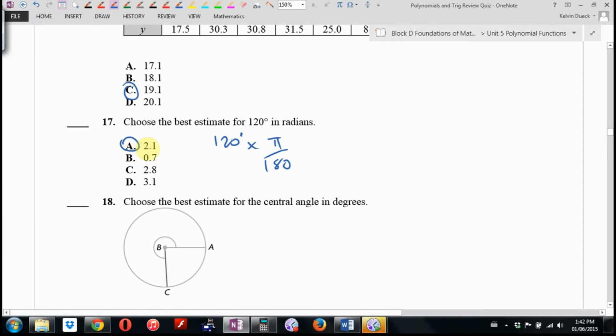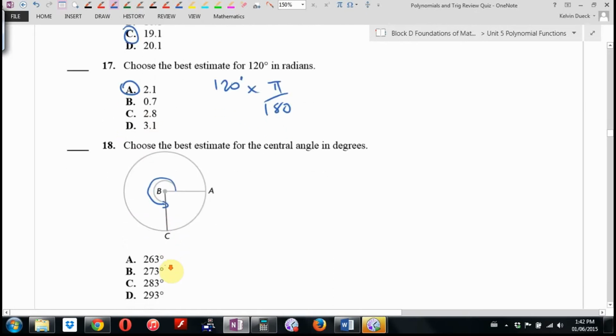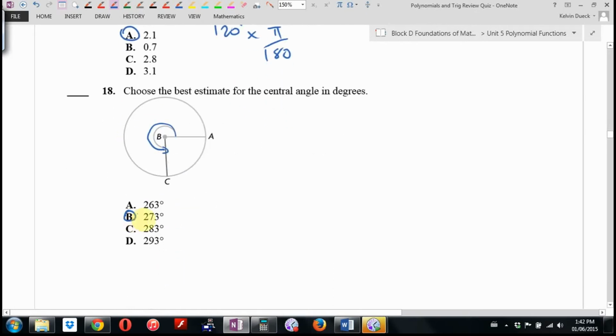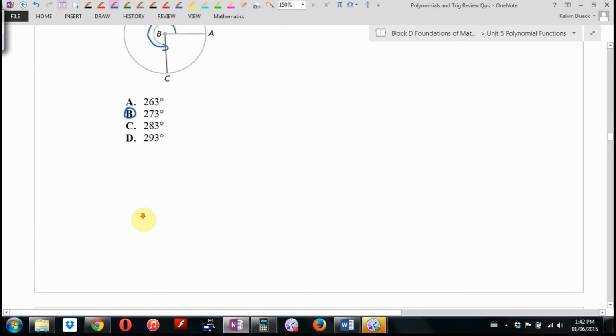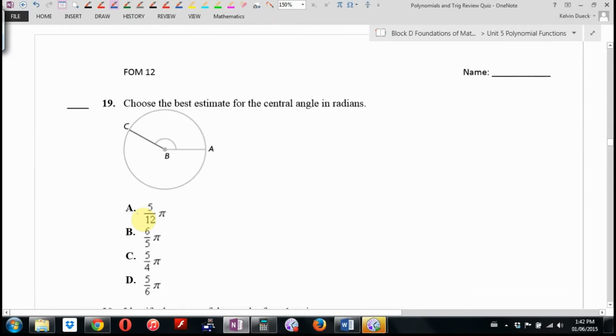radians. Choose the best estimate for the central angle in degrees. A little more than 270. How about B, 273? Choose the best estimate for the central angle in radians. Well, this would be pi.